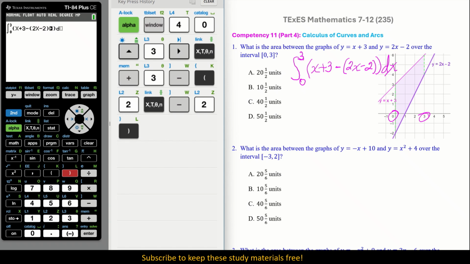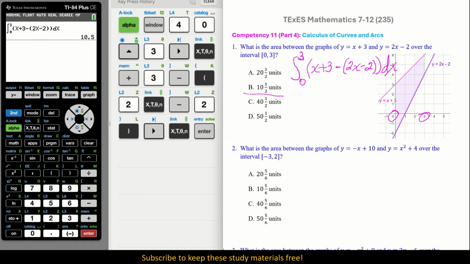Now another parentheses. Now you have to go over and say who you're working with, and that would be the x. Now we have everything entered correctly. Push enter, and that is the value we need, which would be option B.